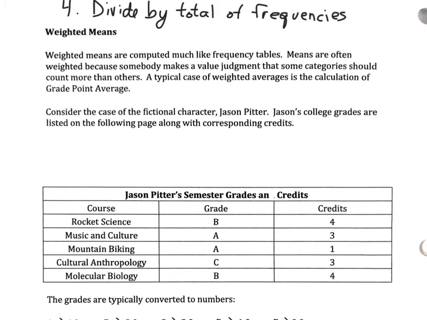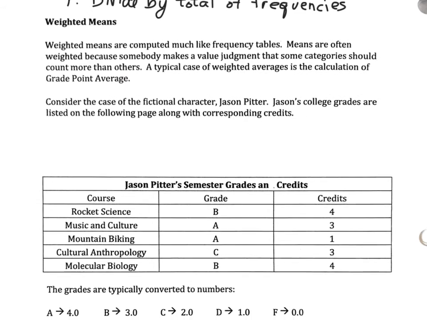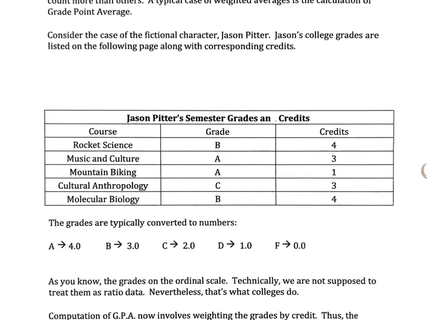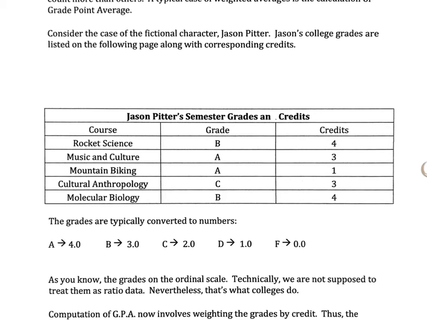Okay, a weighted mean is very similar to what we just did with the frequency table when estimating the mean. They're weighted because somebody makes a value judgment that some categories should be worth more than others. We do that here at the high school all the time. We give more weight to summative assessments than formative assessments. Another example would be college on the 4-point scale, which I mentioned we're going to look at. So we're going to learn how to calculate a college grade point average here.